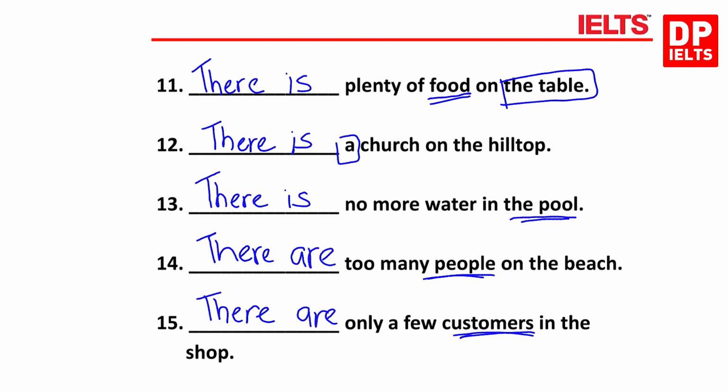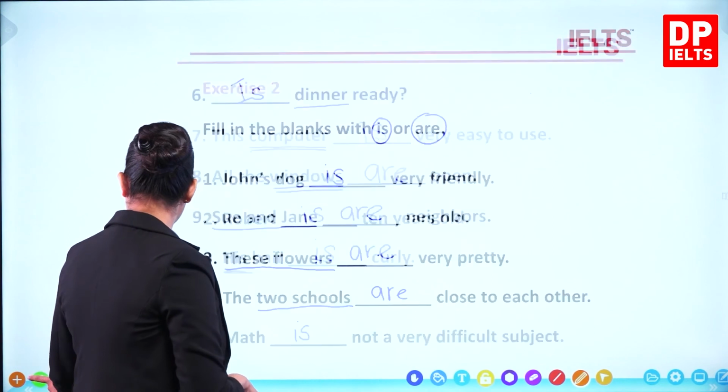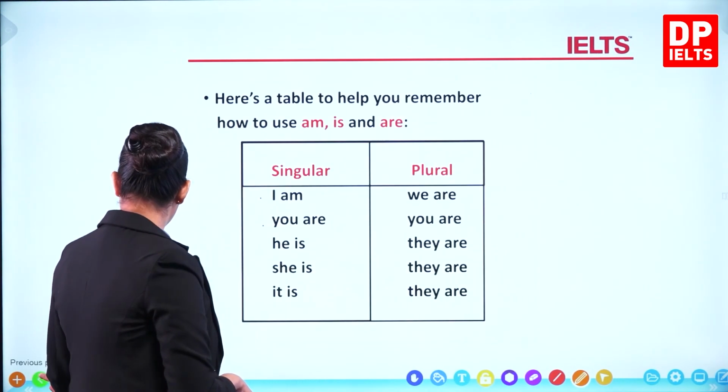There is a church on the hilltop. There is no more water in the pool. There are too many people on the beach. There are only few customers in the shop. So, let us quickly review what we did in this lesson, right?